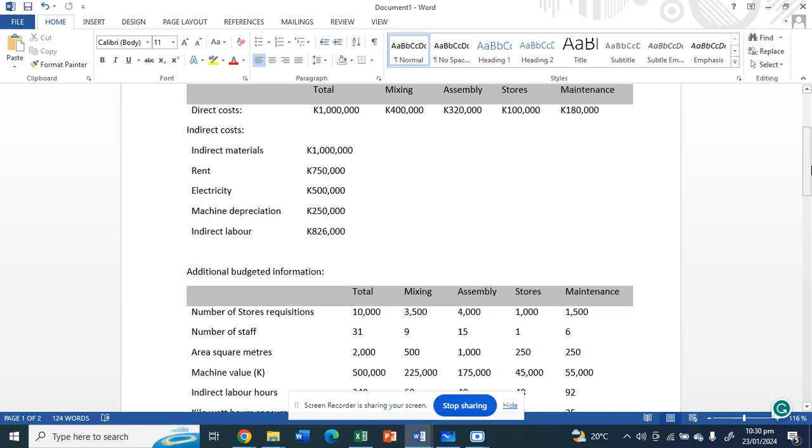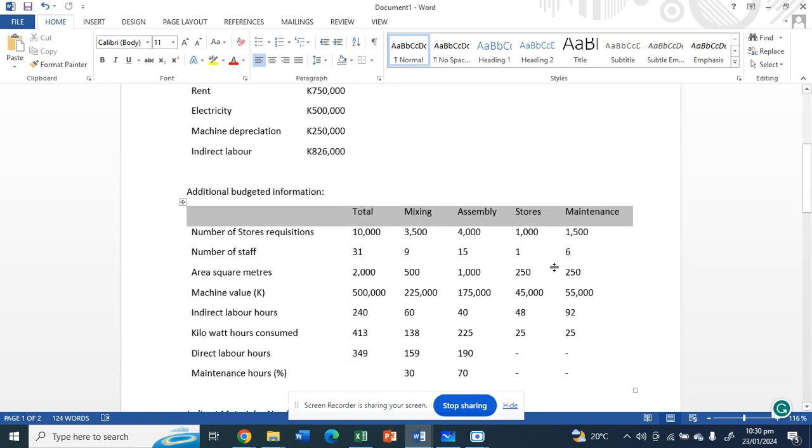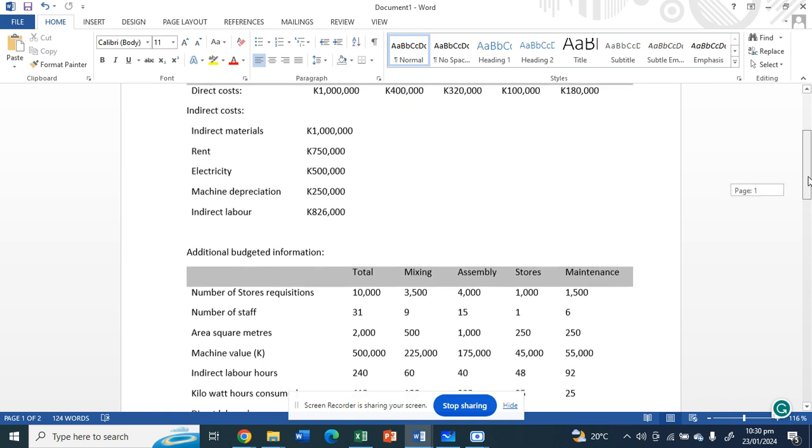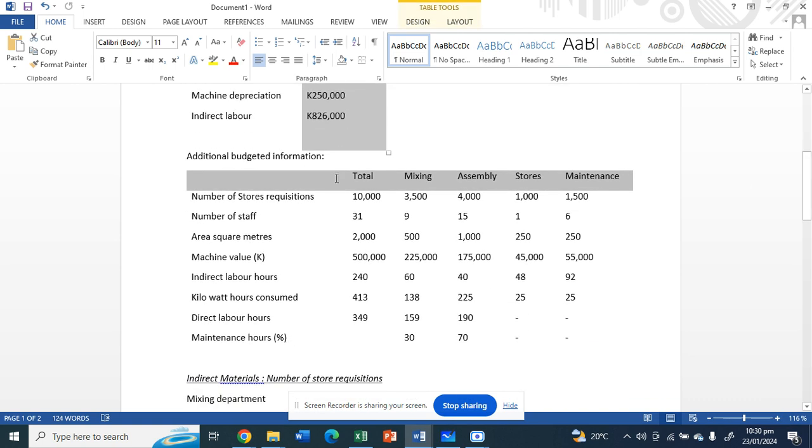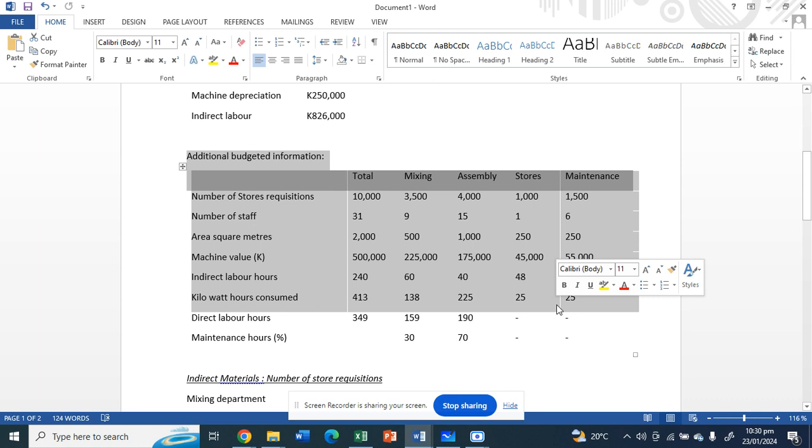Always in these types of questions, they're always going to give you the total charge for the overhead, and they always give you this budgeted information. If none of that is present, you won't be able to do anything. Whatever way the question is structured, always remember the most important information is first the total amount for the overheads and then this additional information. This additional information, as I said, is helping us in the apportionment and is also going to help us in the reapportionment.